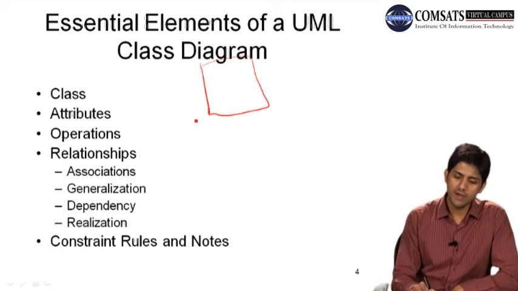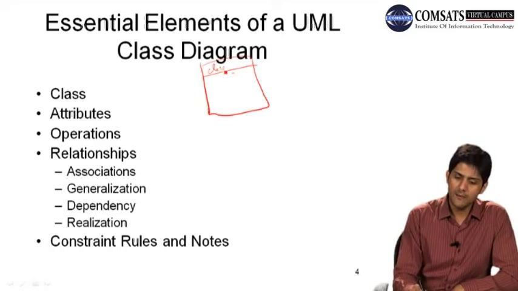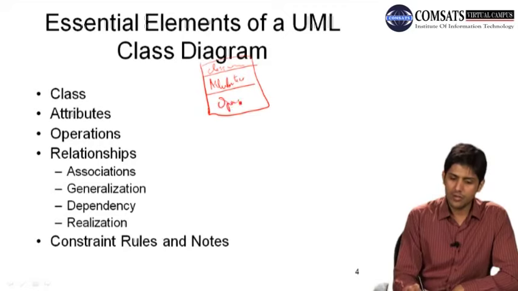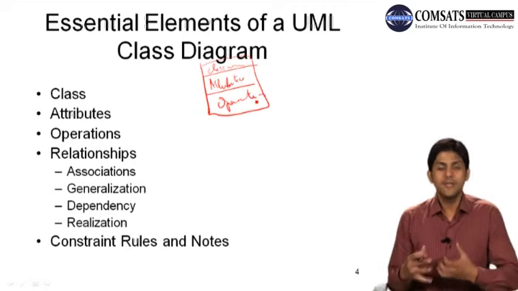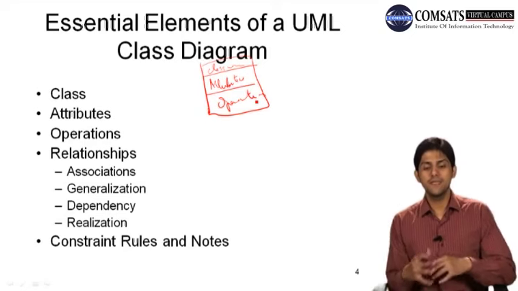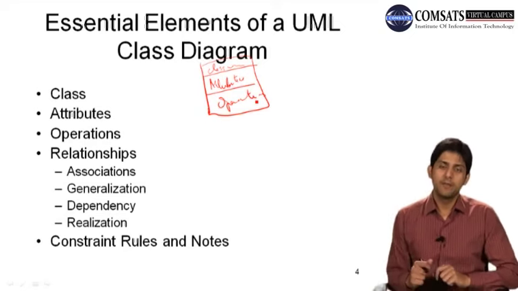So whenever you have a class, which would look something like that, you write the class name here. Then you have a section where you write all the attributes, and then a section where you write all the operations. In a UML diagram you can have multiple classes, and each class would have these 3 things.